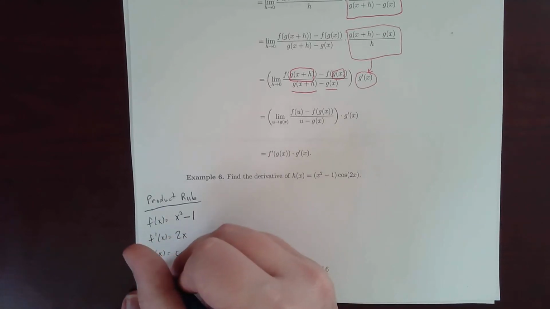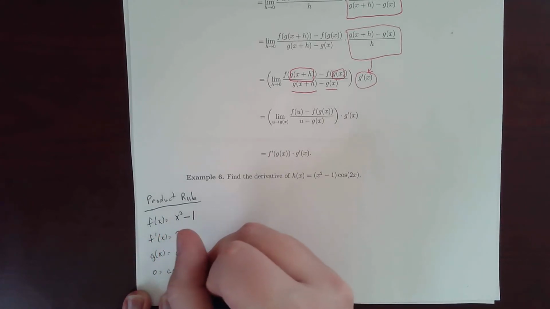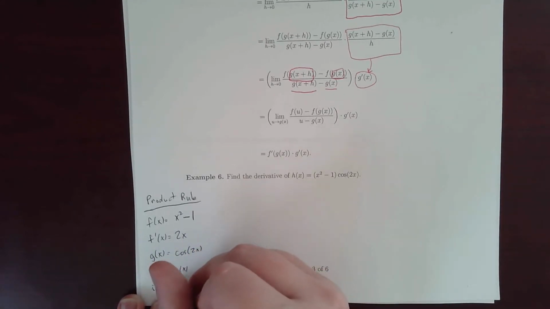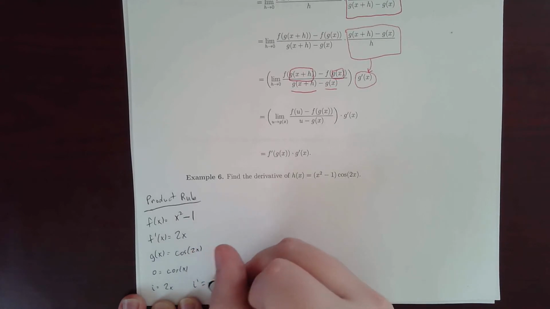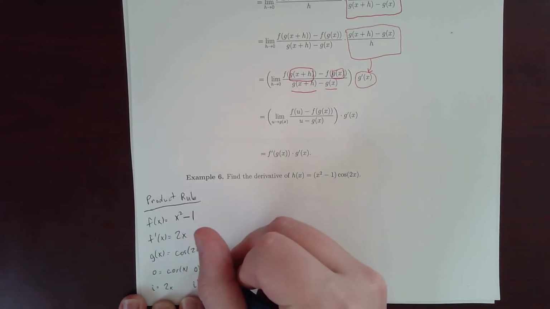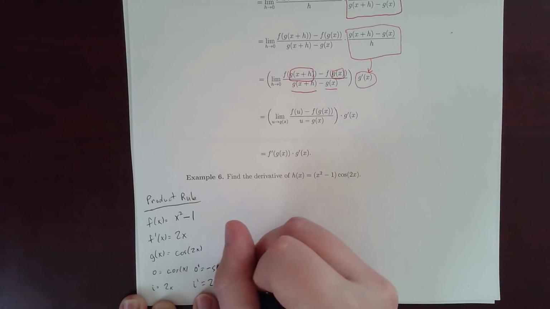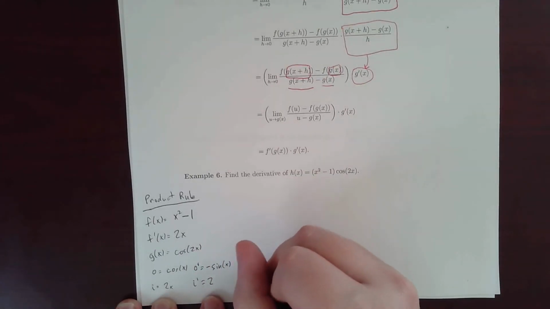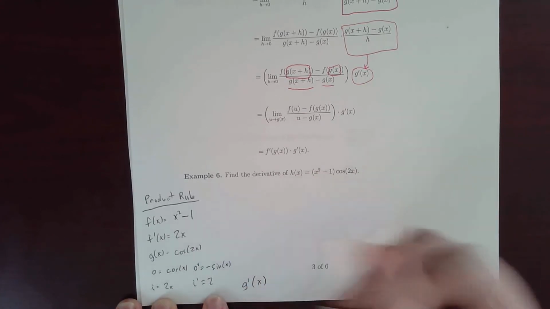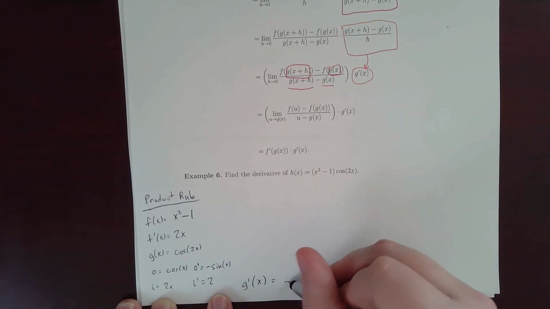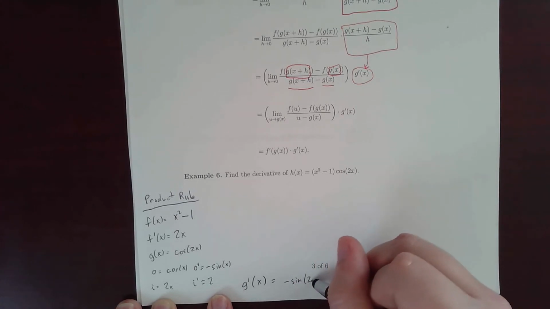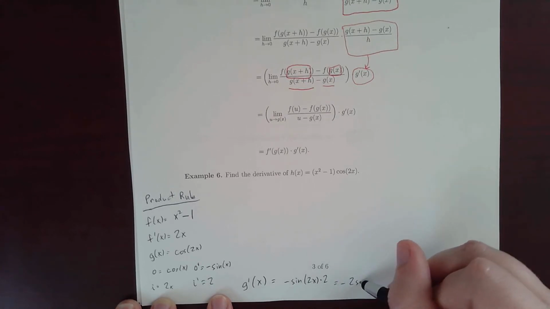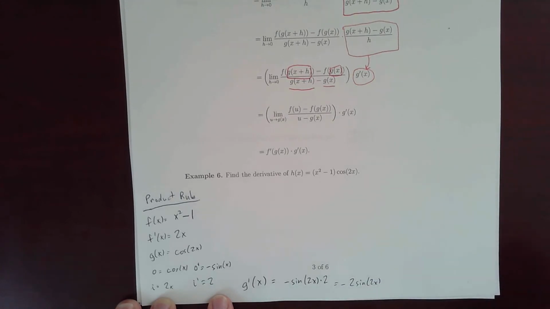In order to find its derivative, we want to consider our outside function to be the cosine of x, and our inside function to be 2x. So the derivative of the inside is really easy, it's just 2. Derivative of the outside is also not too bad if you remember the rules. It's negative sine of x. So that tells us then that g prime of x is going to be negative sine of 2x times 2, or just negative 2 sine of 2x.